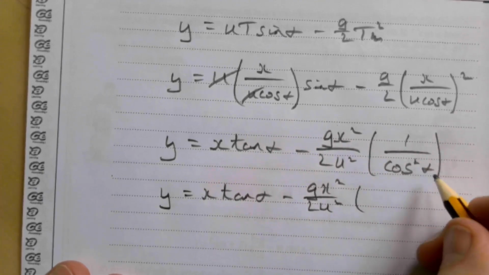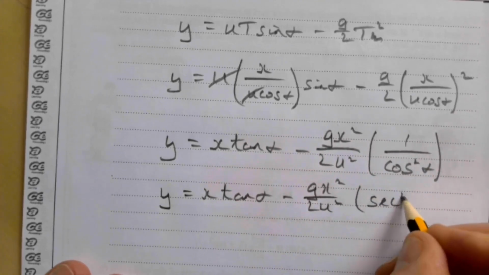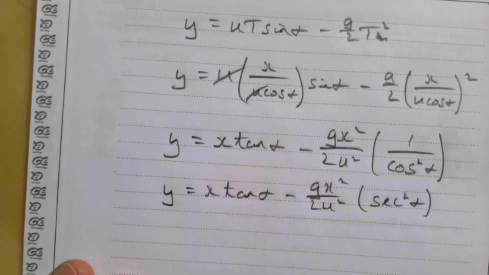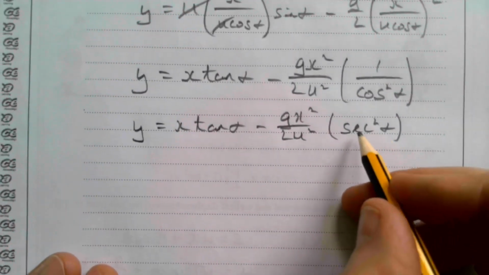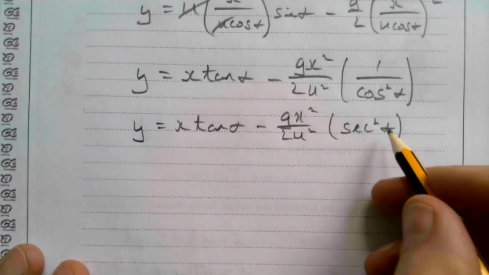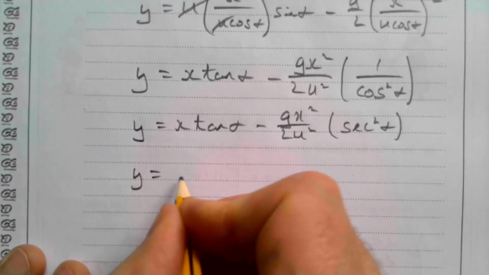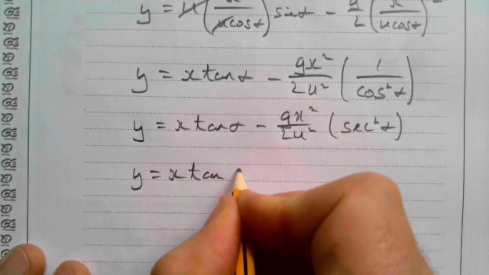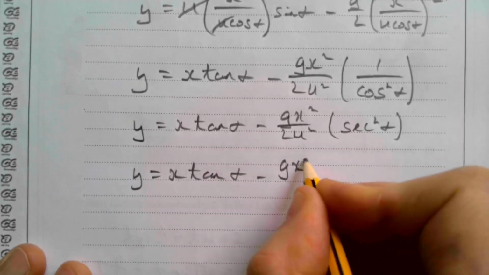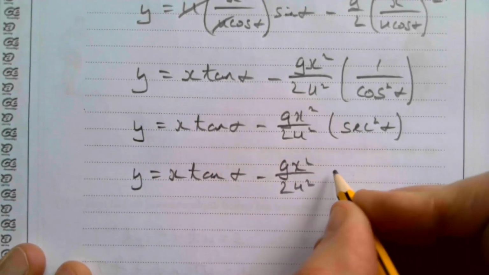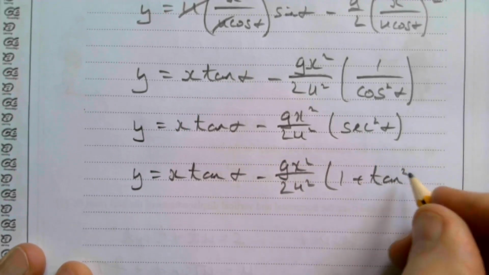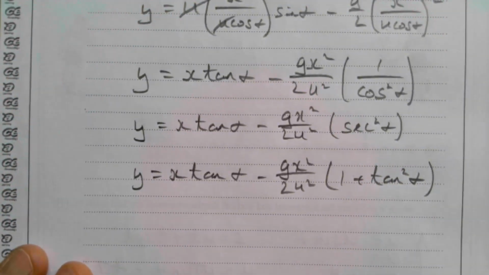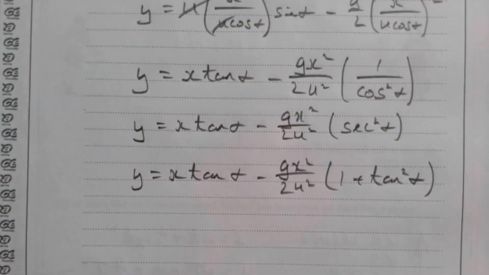1 over cos squared is obviously sec squared alpha. And we know from our trig and our pure that sec squared is 1 plus tan squared. And that's effectively our last line. And that's what we've been asked then to prove. I assume in the next part then we'll have to use that.